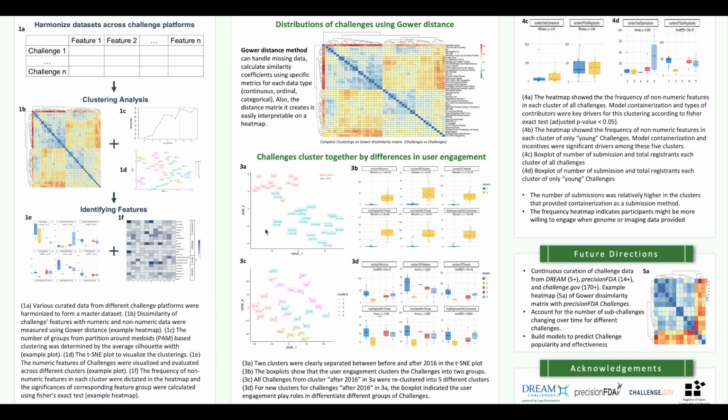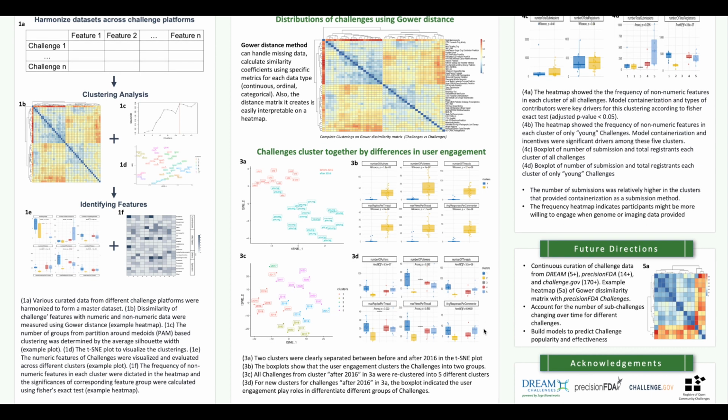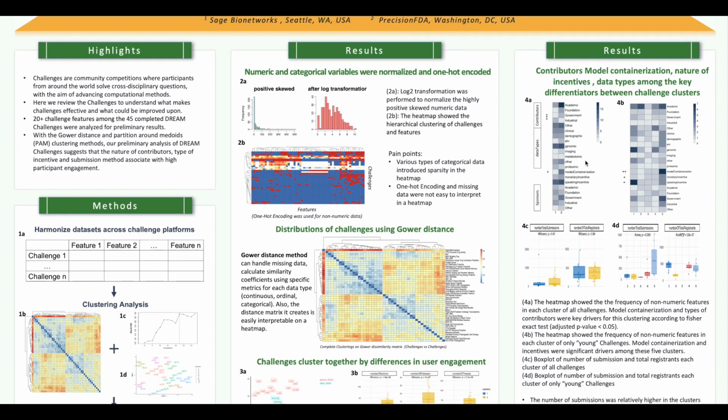So we also tried using only the challenges belonging to cluster number 2 from figure 3a and reclustered them into 5 new groups. The results of the new clusters show a better mix of years in figure 3c, but challenges of a similar year still tend to group together. And from the box plot in figure 3d, we can still see the difference in user engagement data, even though we only use young challenges after 2016. Therefore, it seems that user engagement data plays a key role in differentiating the challenges.